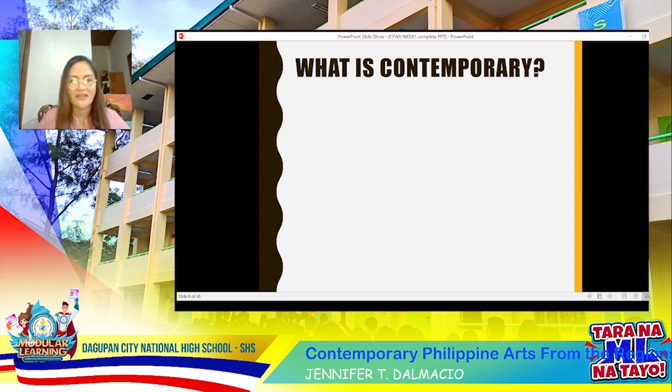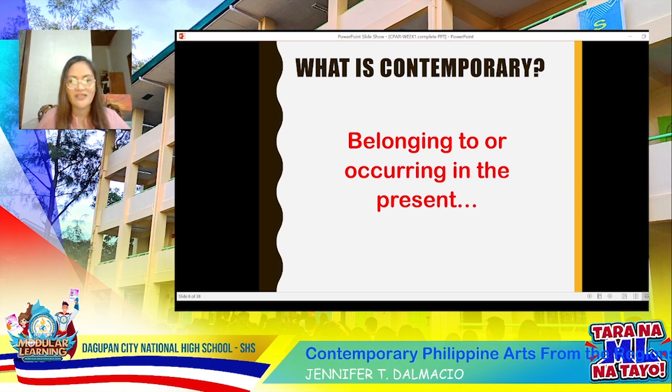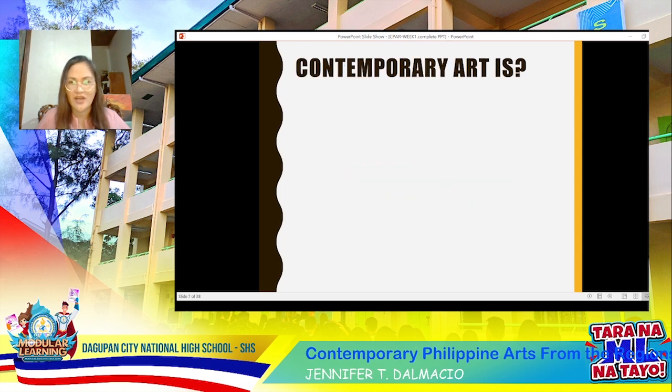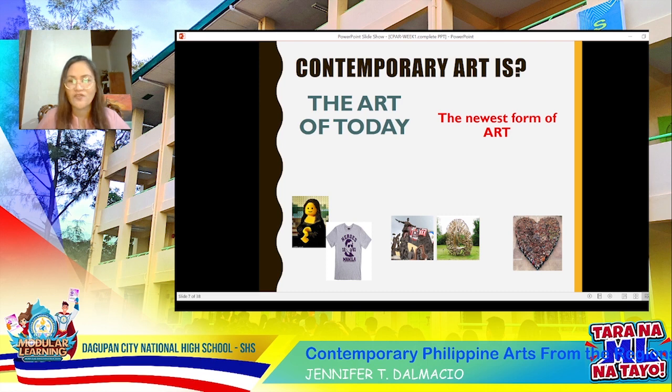What about the term contemporary? Yes, it is belonging to or occurring in the present. Therefore, contemporary art is the art of today, the newest form of art, and the arts from society's passion. Now, the pictures that you see below are the crafts and masterpieces of our local, national, and even international artists who have done this through the elements of appropriation, hybridity, space, technology, and performance.